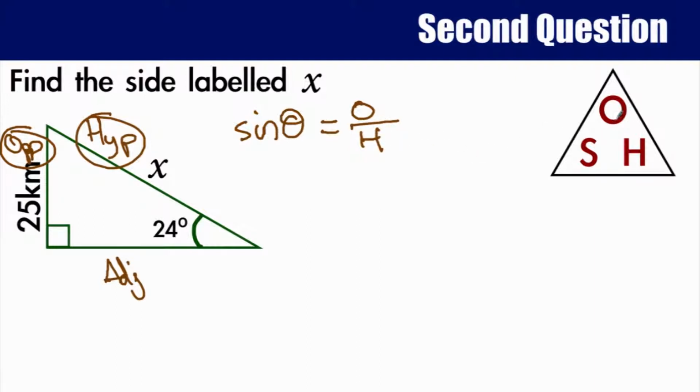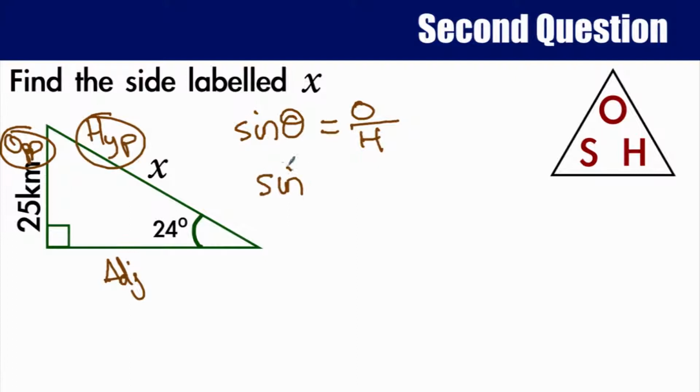As you may have noticed, if you're not sure which one goes in the top and which one goes to the bottom, the letter at the top will be the numerator and the letter at the bottom will be the denominator, or what you divide the top one by. So we've got sine theta equals opposite over hypotenuse. Let's fill in the information.